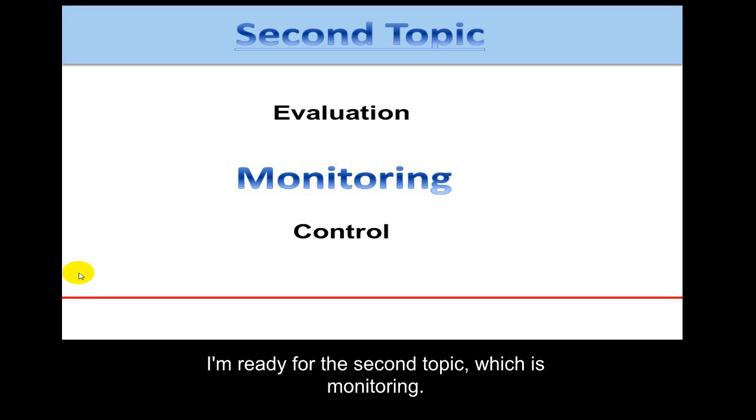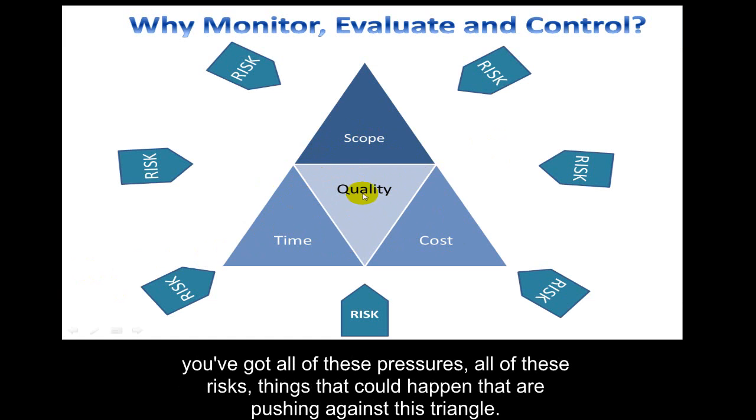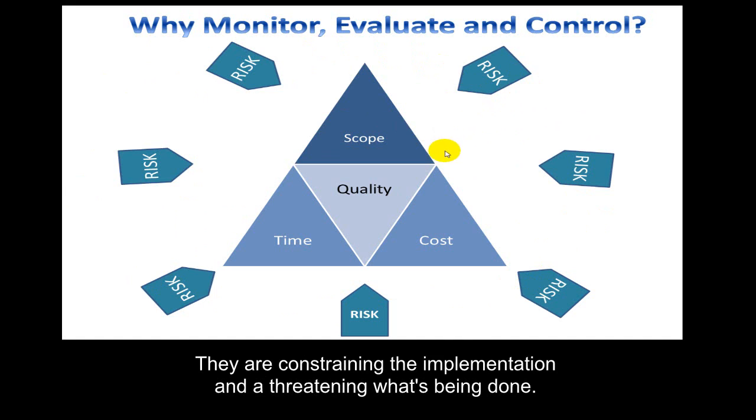I'm ready for the second topic now, which is monitoring. And remember this diagram. Of course, what we've got in the middle here is the triple constraint of scope, cost, and time. And then quality is often considered as an additional factor. And you've got all of these pressures, all of these risks, things that could happen that are pushing against this triple constraint, or this triangle.